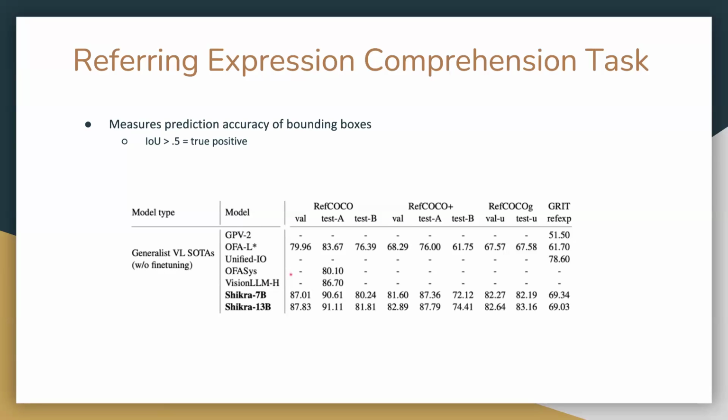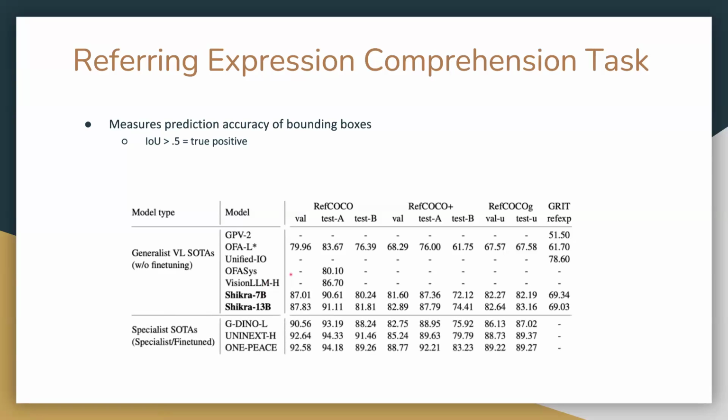impressive. They also compared themselves to specialist models, which are trained specifically for this task of referring expression comprehension. And you can see that the Shikra models, while they get outperformed by these specialist models, they're actually closer in performance to a specialist model than they are a generalist model, while maintaining the generalist properties of being able to do more than just this task.